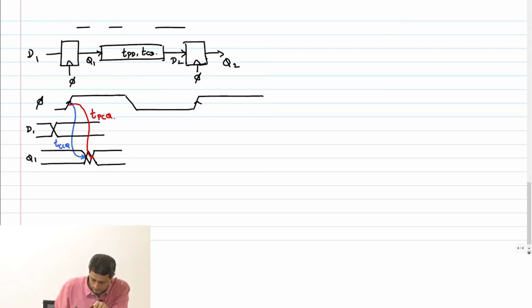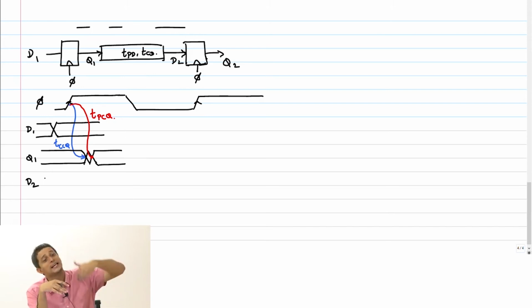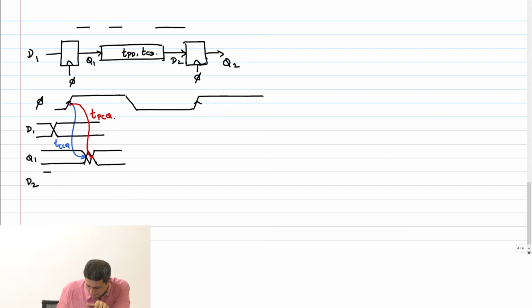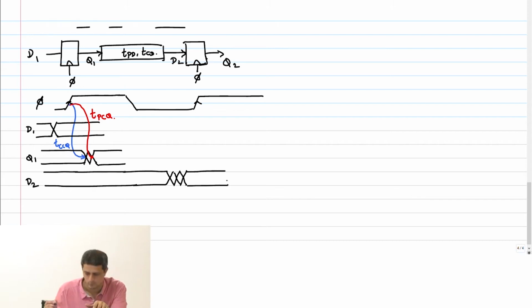So now what do I do? I am going to look at D2. D2 is the output of the combinational block, right? So the moment Q1 starts changing, there can be the earliest change that happens at the output of the combinational block, which is the contamination delay of that block, which will be determined by the shortest path of change, right? So D2 will have another similar structure here, where you have some changes like this. From here, what is this delay? TCD, contamination delay of the combinational block.